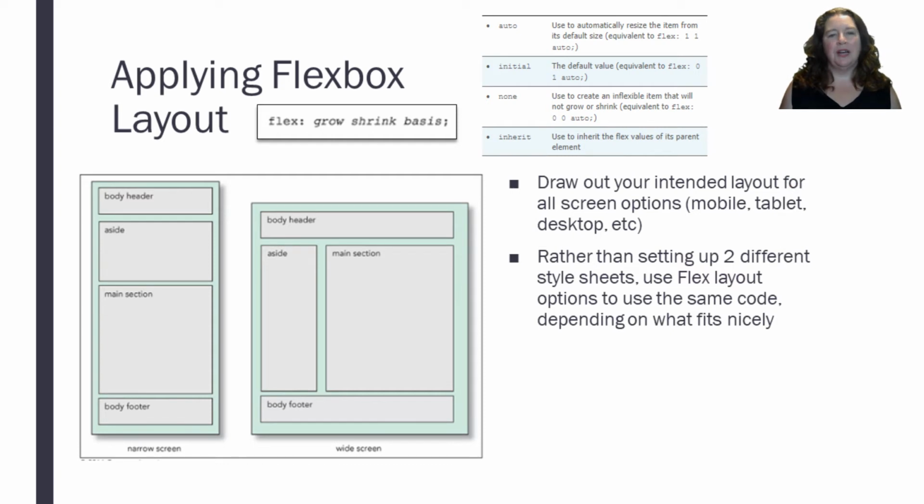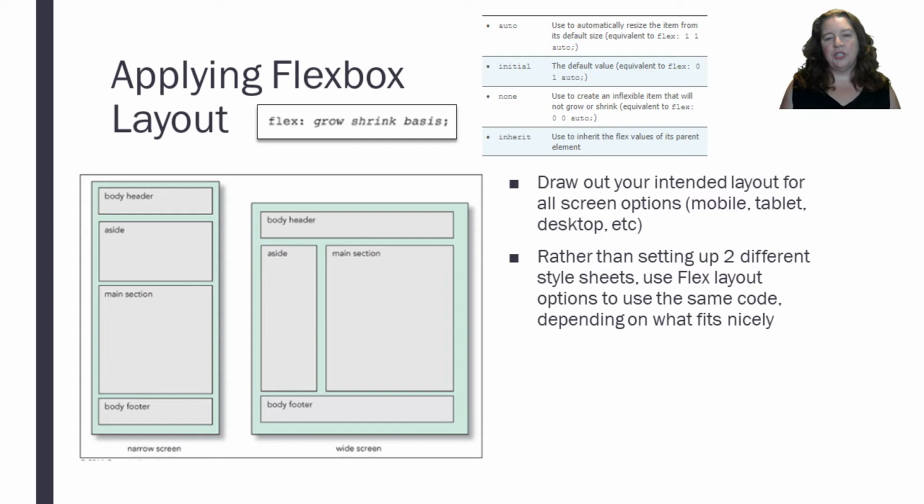When we want to apply our Flexbox layout, we are going to tell the browser or the CSS that we want to flex, and then we will give it 3 values. What is its grow value and its shrink value? And then what is the basis? Remember that value that we start with.